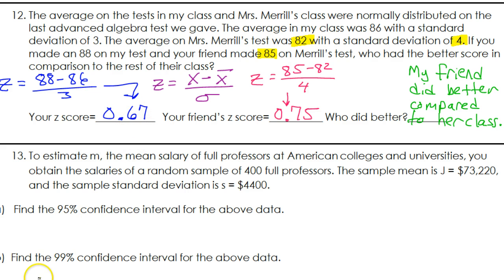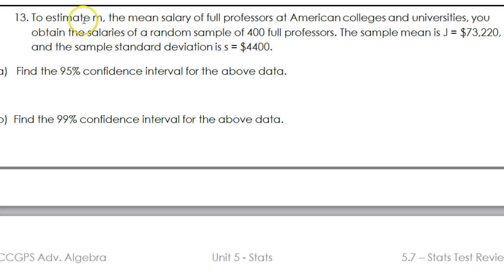Number 13. To estimate μ, the mean salary of full professors at American colleges and universities, you obtain the salaries of a random sample of 400 full professors. The sample mean is 73,220, and the sample standard deviation is 4,400. For part A here, we're supposed to find the 95% confidence interval for the above data.